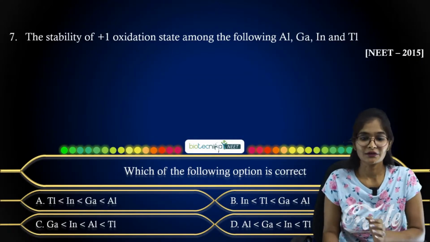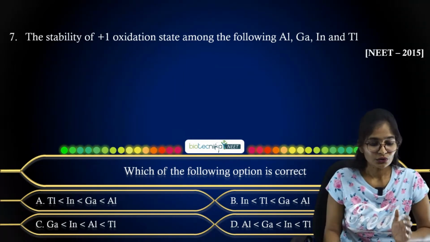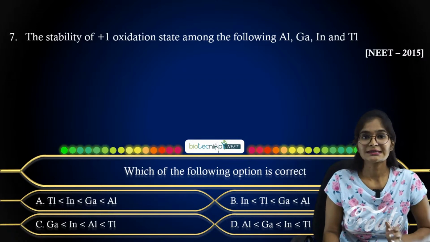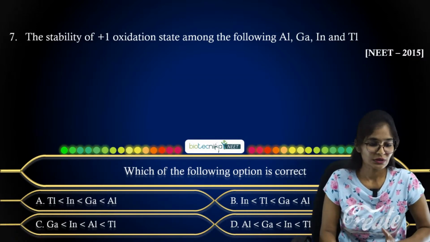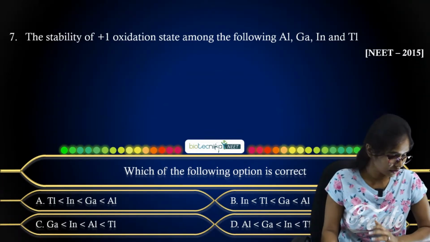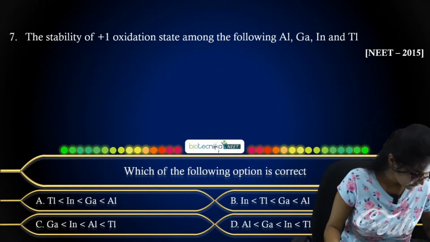indium and thallium. So they have mentioned the elements. So now you have to tell me, according to the +1 oxidation state stability, which option you choose. The options A, B, C, D they have given with respect to their order. So just let me know the options.